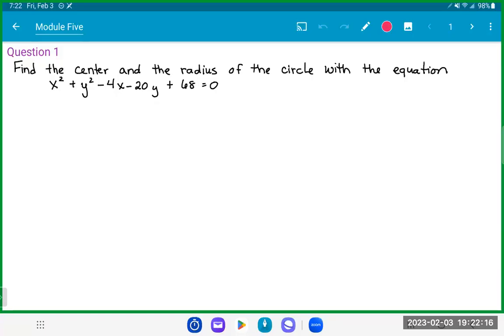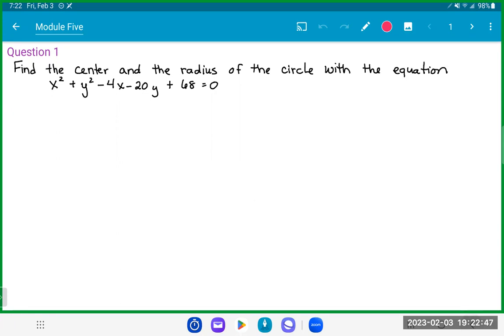For this example, we are going to look at question number 1 out of module 5. This question is asking us to find the center and the radius of a circle when given a specific equation, okay? So the first thing that we want to do is rewrite all of this in a slightly different order. We want to put our x's together and our y's together, and then make our constant on the right-hand side of the equal sign.